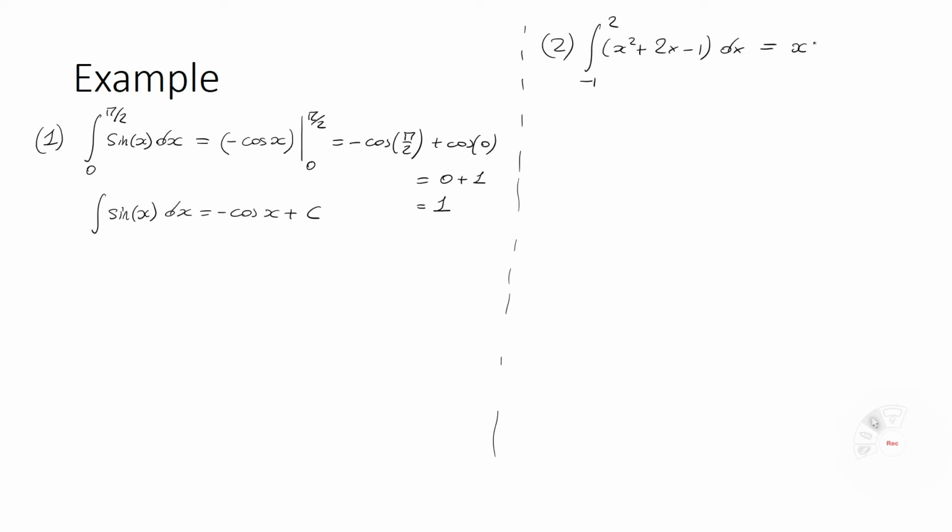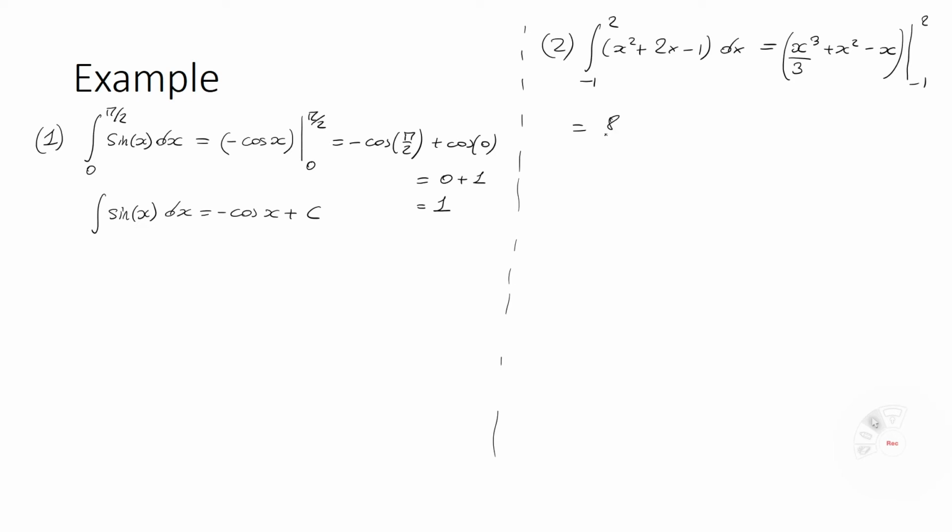So here, if you use x to the power 3 divided by 3 plus x squared minus x, then you can check for yourself that the derivative of this is x squared plus 2x minus 1. And now having that antiderivative, again we evaluate at 2 and minus 1 to get our answer.